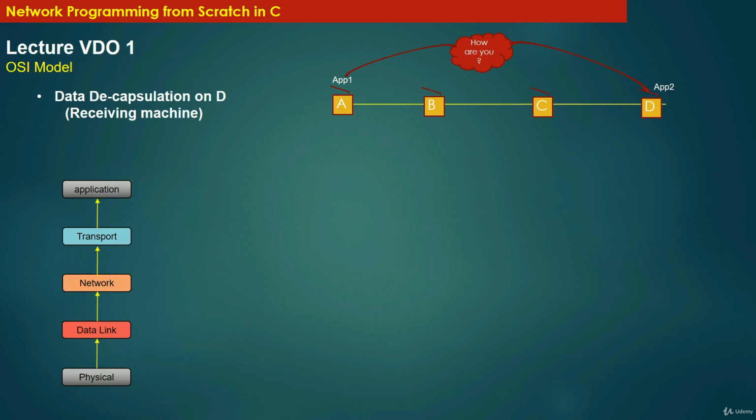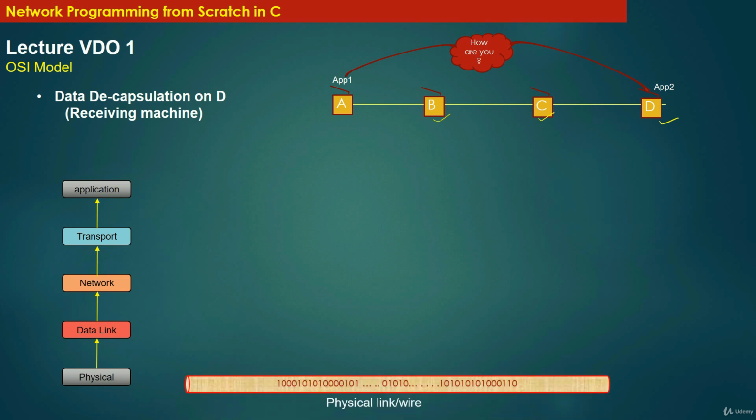So next, let us see what happens during data decapsulation on machine D, which is a receiving machine. The packet that was generated by machine A will be routed by machine B and machine C, and let us assume that the packet eventually reaches the destination machine D. So how does the TCP/IP stack on machine D perform data decapsulation? Let's see.